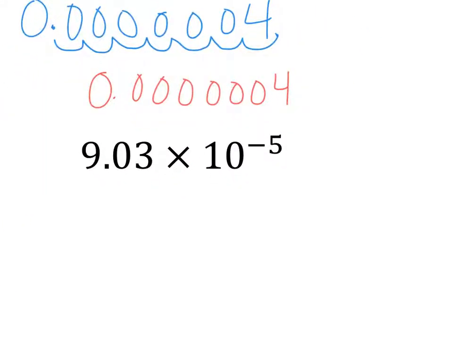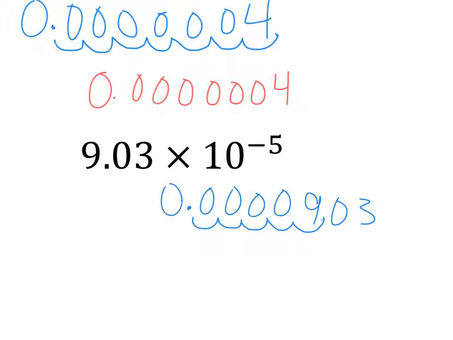Okay, last one here. Looks like we have a negative exponent, so we'll want to move our decimal to the left 5 places. 1, 2, 3, 4, 5. Fill those in with zeros. Rewrite it. And there we go.